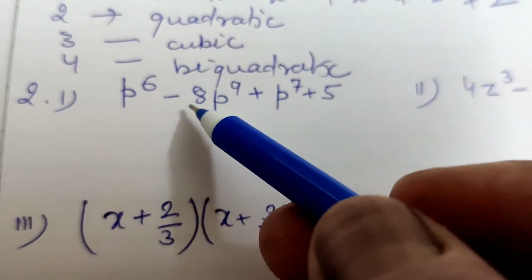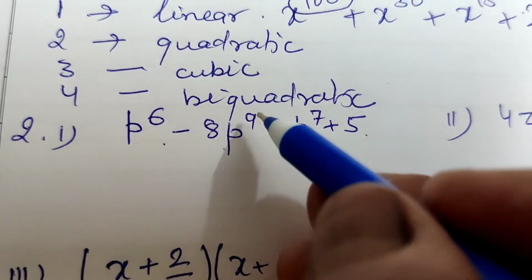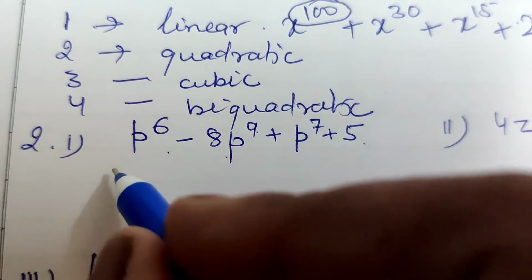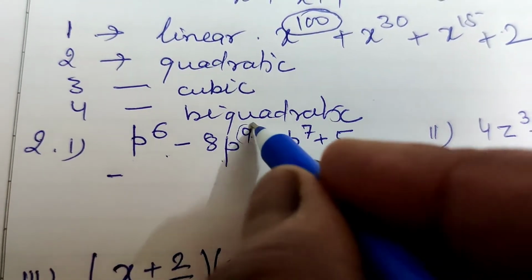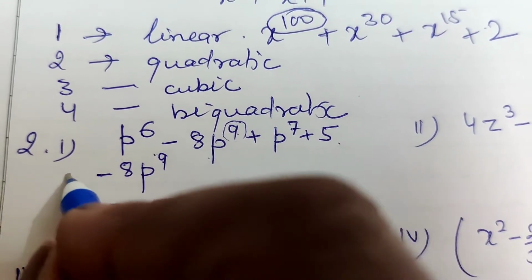Now the first part. First we have to write in the standard form. Standard form means the decreasing order of their exponents. It means first 9, 8p raised to power 9. This is the highest exponent.